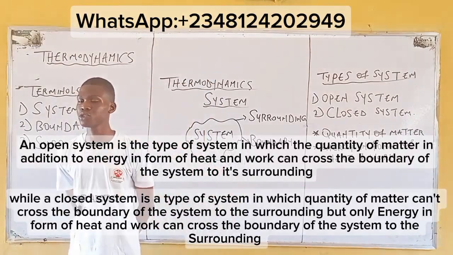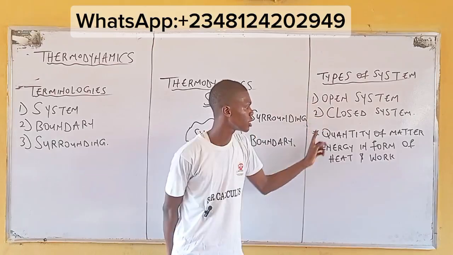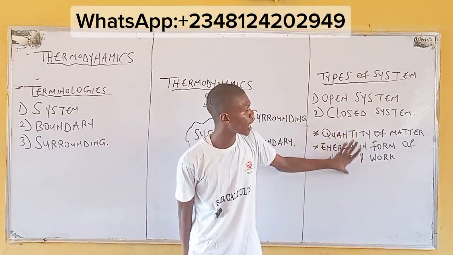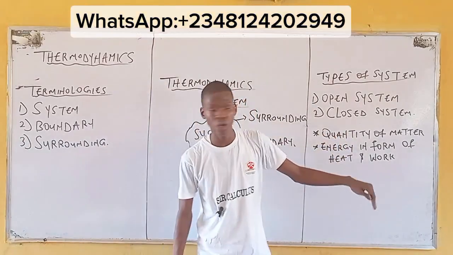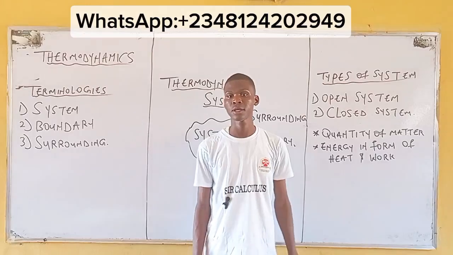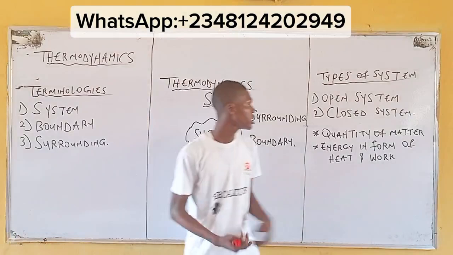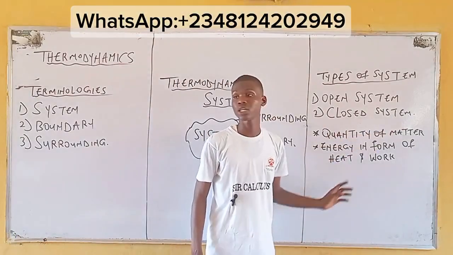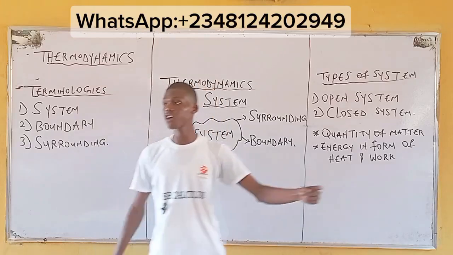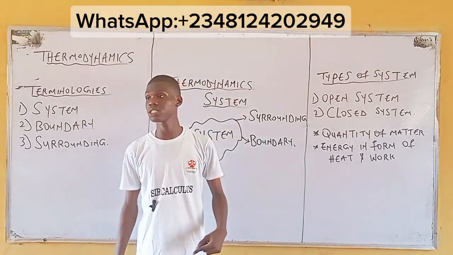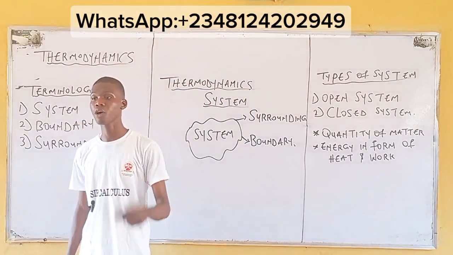Now, let me ask you this simple question. Since we said the difference between these two systems is this: if both of them can cross the boundary of the system to the surrounding, what will happen to a closed system? Any idea? Cannot cross, right? Meaning, for your closed system, the one that can't cross the boundary of your system to the surrounding is what? Quantity of matter. While the one that can cross is what? Energy in the form of heat and work.